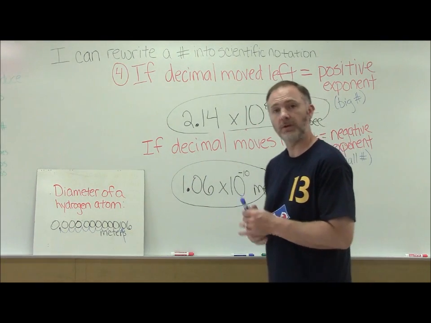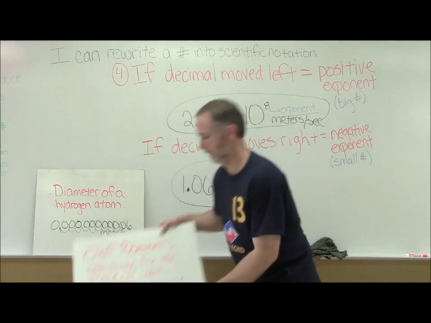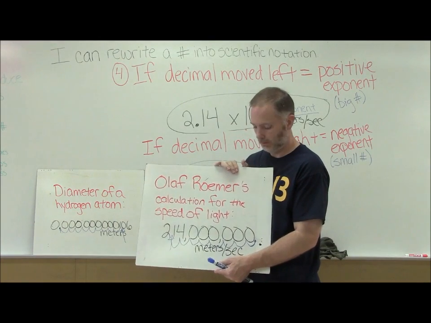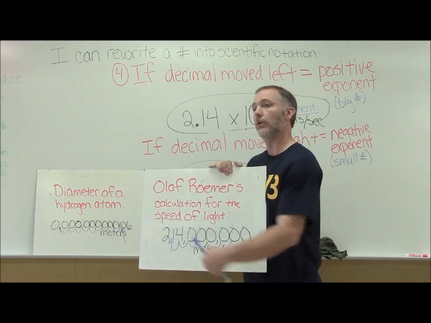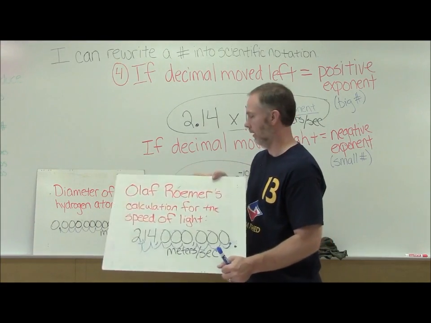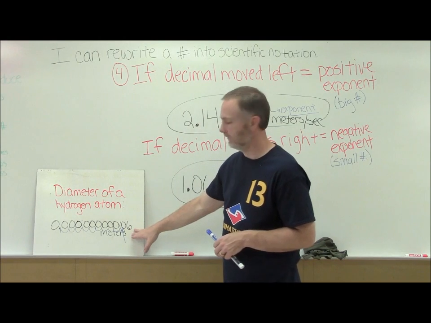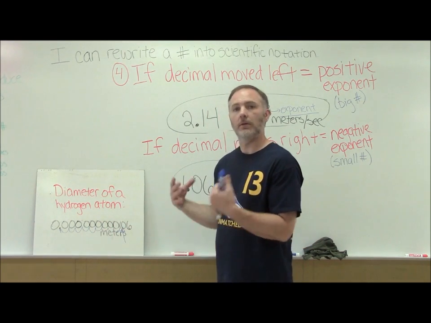And then next piece of advice I give you: if you have a big number, like Romer's, it's going to be a positive exponent. We had to move that decimal. It was over here way on the right, and we're going to move it over to the left. Okay, a really small number, less than 1, we moved our decimal to the right, negative exponent.